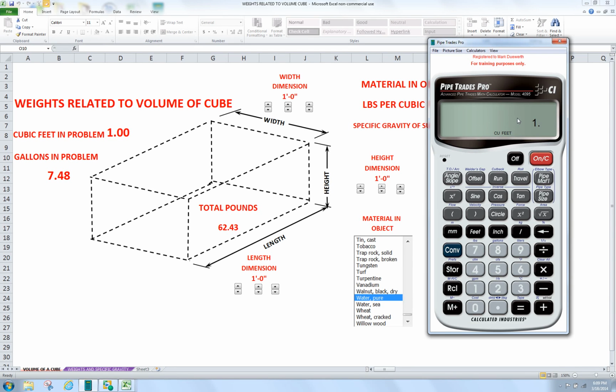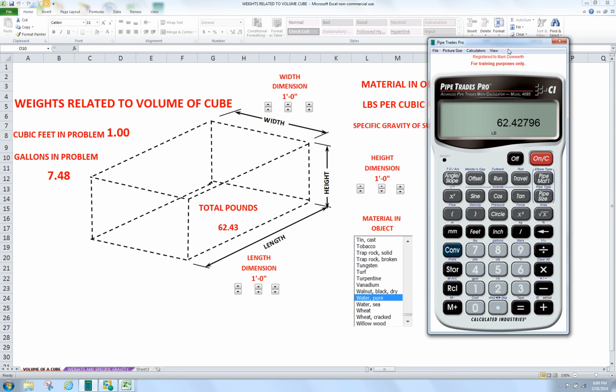So all these keys on the calculator have secondary functions. And you can see above 7 is pounds and above 8 is gallons. So if we press convert 8, we know that there's 7.48 gallons in a cubic foot. That's golden. We need to know that as a pipe fitter. We also need to know weights. When we press convert 7, our cubic foot of water weighs 62.43.